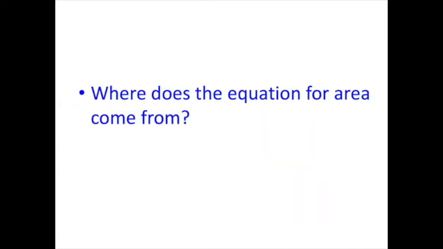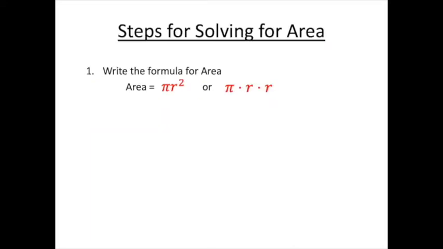Where does the equation for area come from? The area equals pi r squared, or pi times r times r. We can start to solve for area. So the first step is always to write the formula. Step 2 is to substitute the value for the radius into the equation.